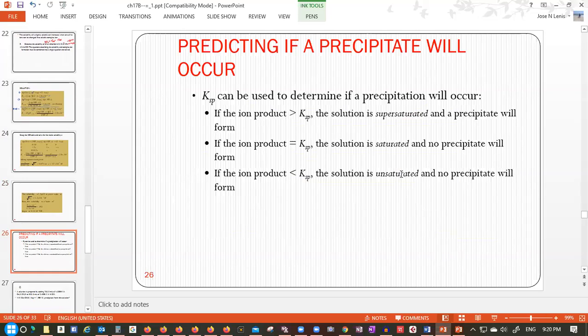Also, if we know the values of KSP and the ion product, we can make predictions if precipitation will occur when we add two solutions. So this is the key. If the ion product Q is bigger than KSP, then the solution is supersaturated and precipitate will form.